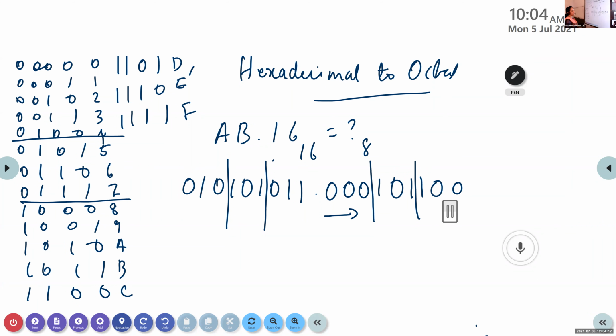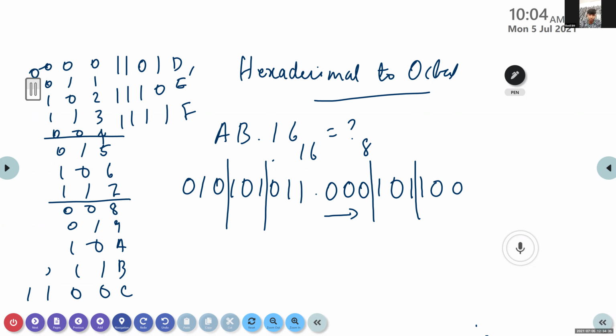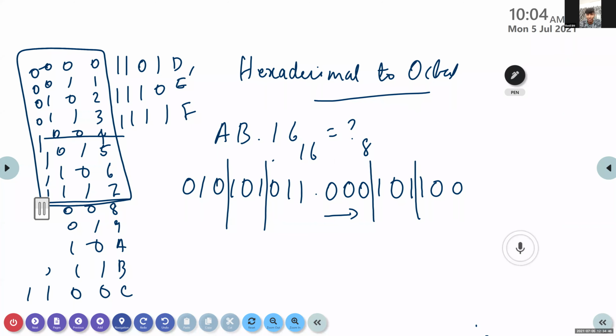Then use the 3-bit table. What is 010, Renil? Yes, ma'am. What is 010, for 3 bits? 5. Use the 3-bit table. 5. 010. Ma'am, I thought 10. Sorry. 101 is 5. 010 is 2.